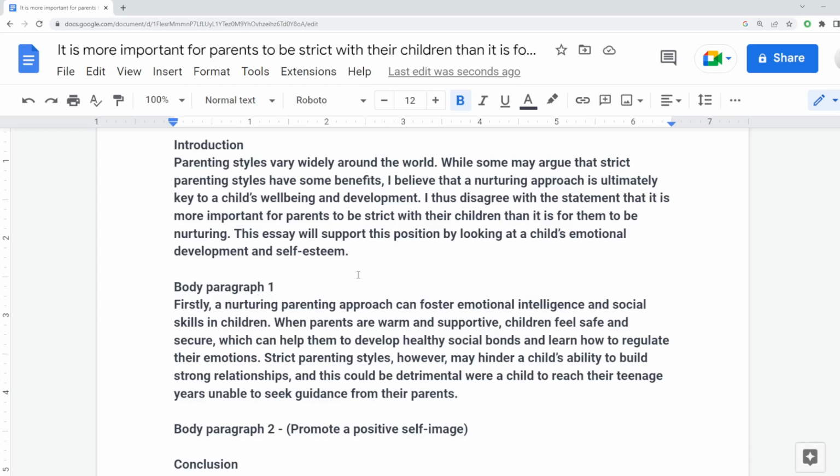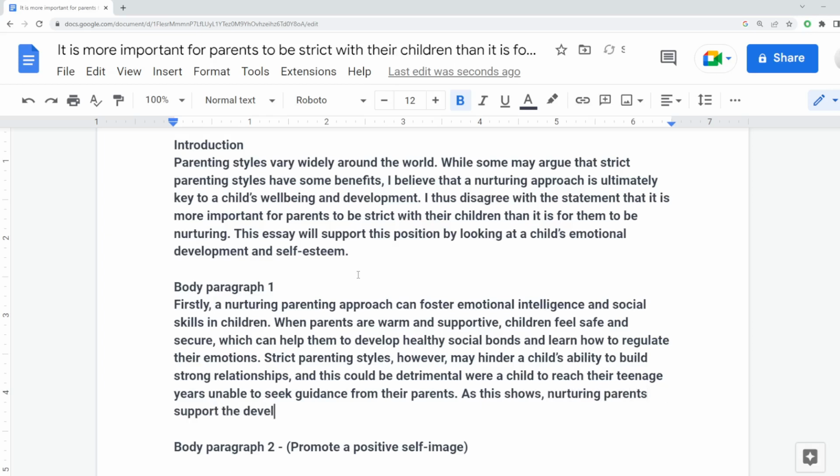Okay, now we need some kind of sentence to tie this paragraph back to our introduction. Okay, so as this shows, nurturing parents support the development of important basic skills, let's say. Okay. Nurturing parents support the development of important basic skills much better than strict parents.